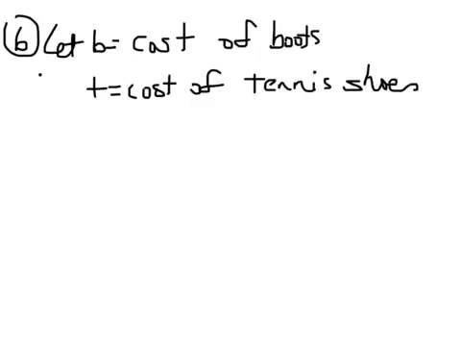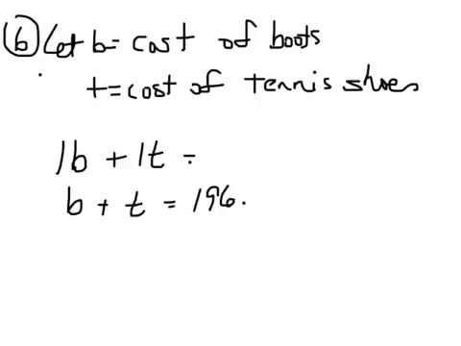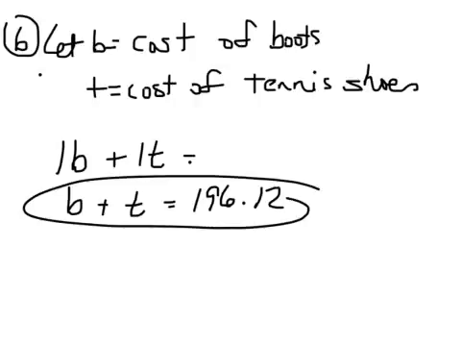Okay, so a pair of boots and a pair of tennis shoes cost $196.12. How could we make that into an equation? One pair of boots, or just B, and one pair of tennis shoes, which we could have just written B plus T, right? Equals the 196.12. Okay, so here's my first equation.